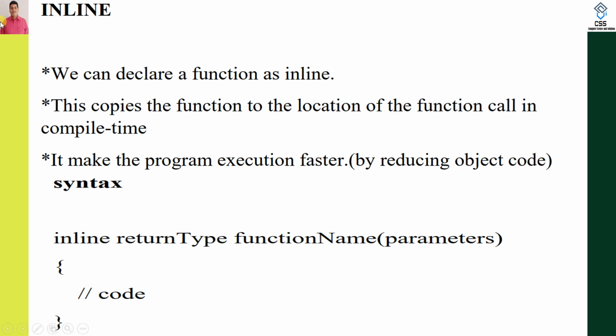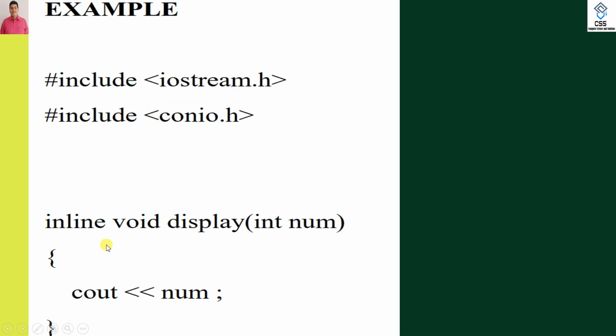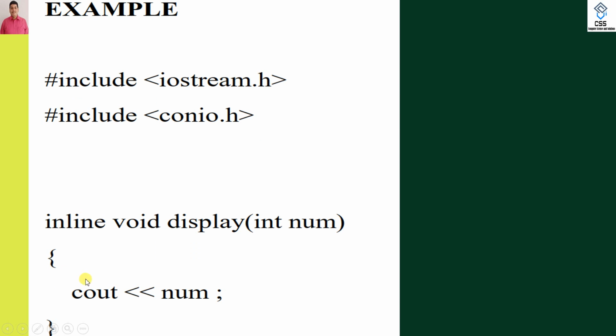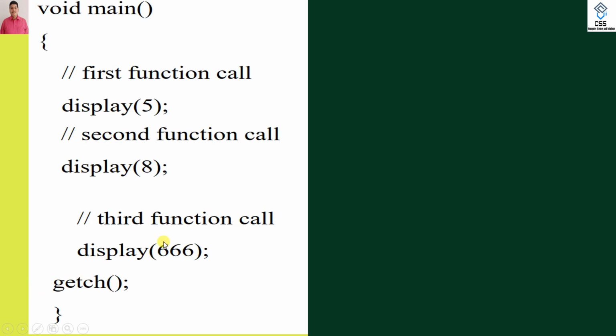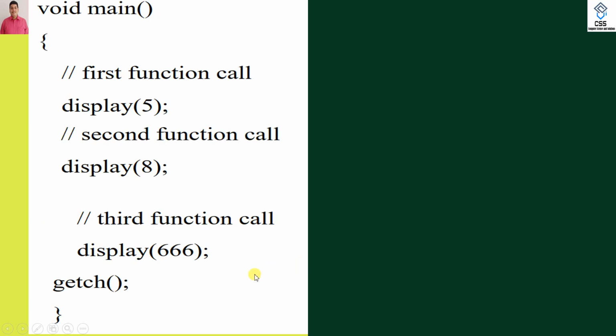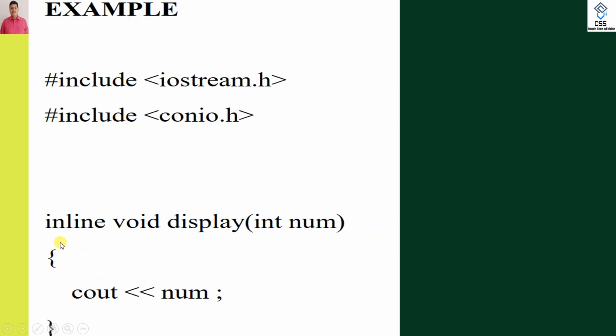How is inline to be used? Before the return type of a function, you can write inline, then the return type, function name followed by parameters if required, like the function definition having the block of code. If you declare inline void display(int num), inline acts as a function specifier. Display 5, it comes here and displays the value. Display 8, it comes here, displays the value. Display 666, it comes here and displays the value.